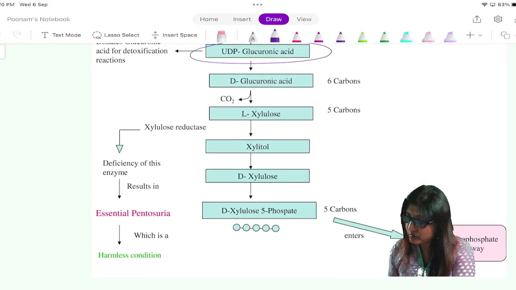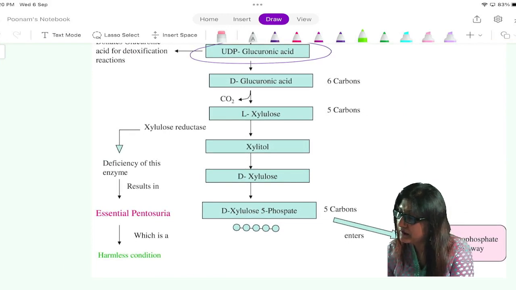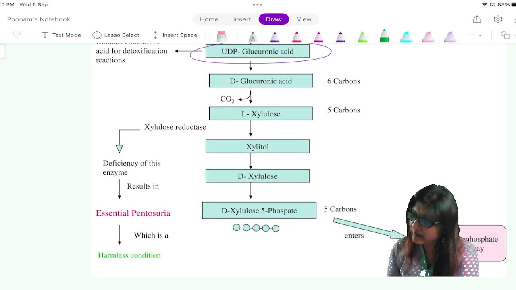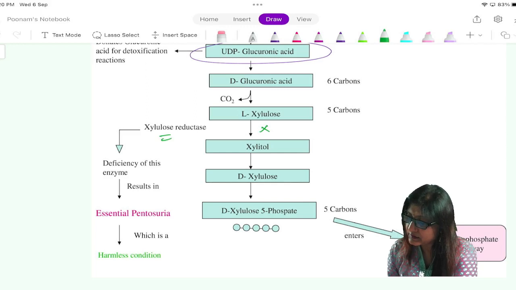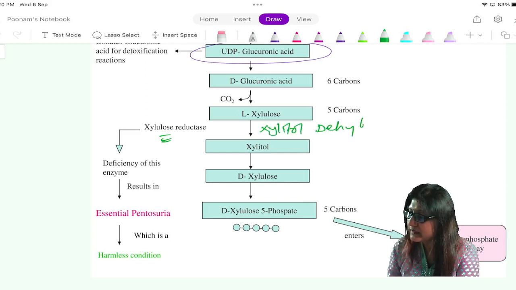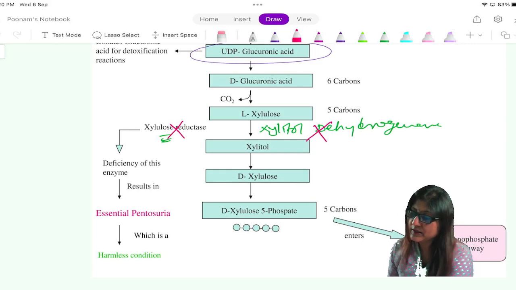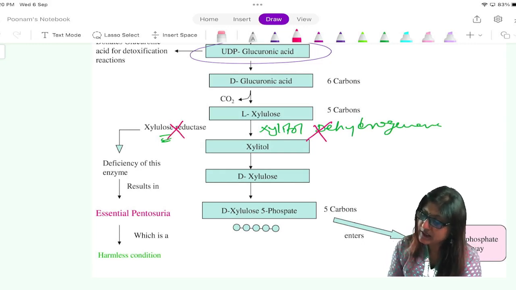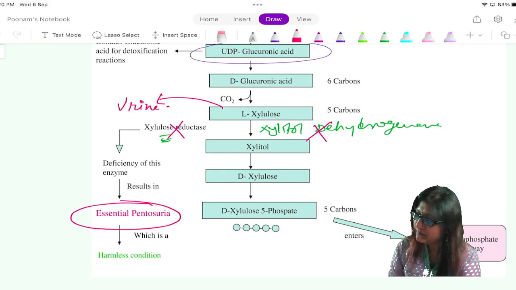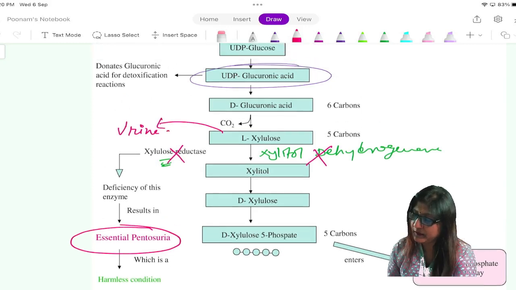And what you must know is that in this particular pathway we have an enzyme called xylulose reductase, right? It's written here, or otherwise called xylitol dehydrogenase, and its deficiency will result in essential pentosuria. Deficiency of xylitol dehydrogenase, otherwise called L-xylulose reductase, results in excretion of L-xylulose in the urine, and this condition is a benign condition which is called essential pentosuria, right?